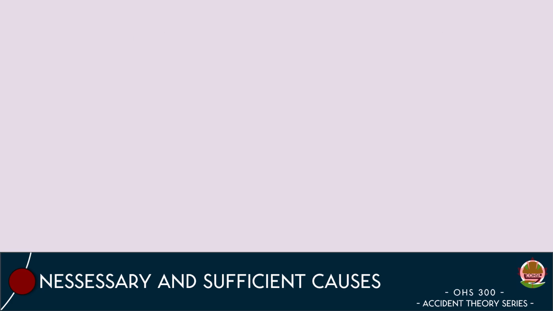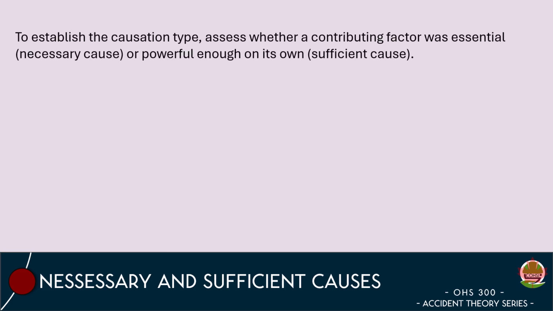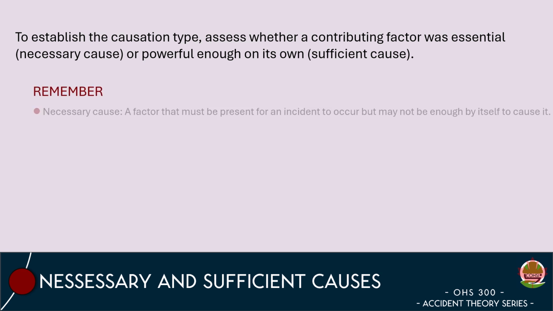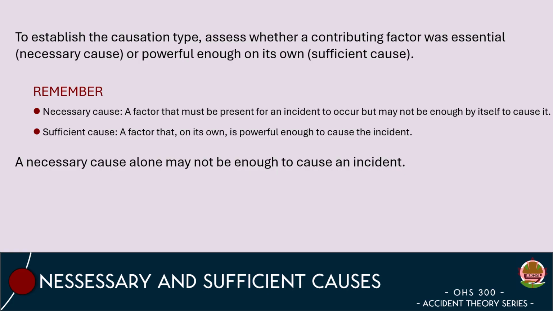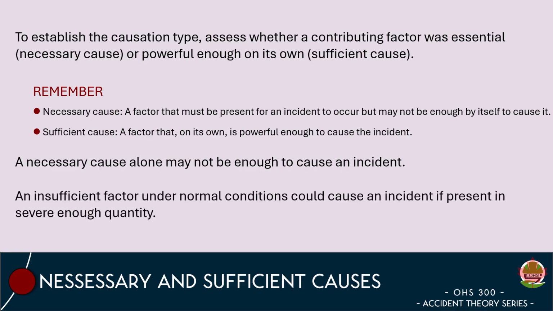To establish the type of causation in an incident, the first step is to assess whether a contributing factor was essential for the incident to occur, necessary cause, or whether it was powerful enough on its own to cause the incident, sufficient cause. In many cases, a necessary factor alone may not be enough to cause an incident. Conversely, a factor that is typically insufficient under normal conditions could, in severe enough quantity, lead to an incident.